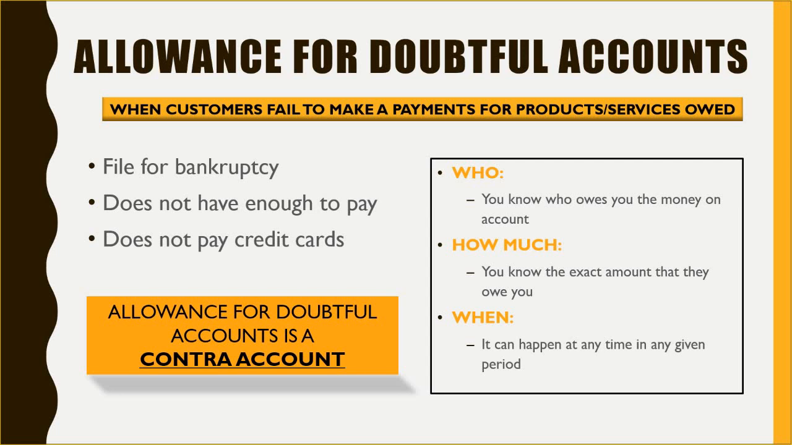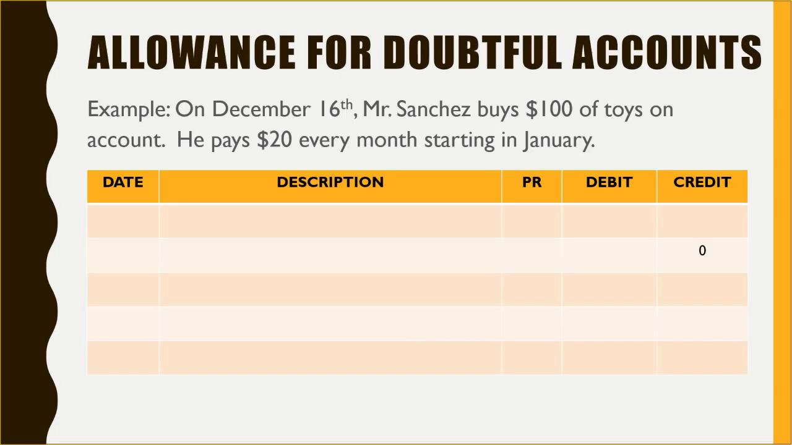And of course, you know exactly when. When you notice that someone missed a payment on that date, you know exactly when. So those are the 3 criteria that you're going to be able to use the allowance for doubtful accounts, because you would know exactly which customer owed you the money, how much they owed you, and when they decided to not pay that day. So then, let's go ahead and take a look at an example here.